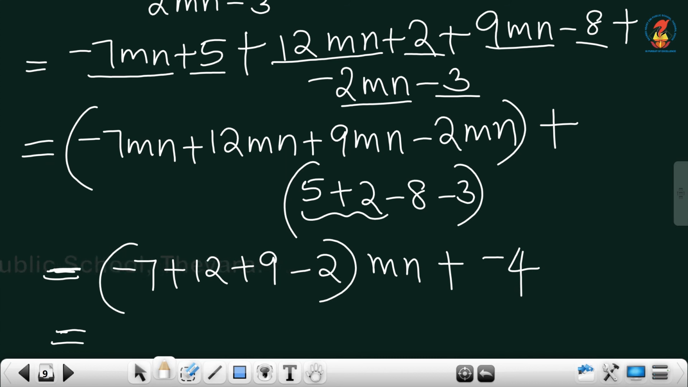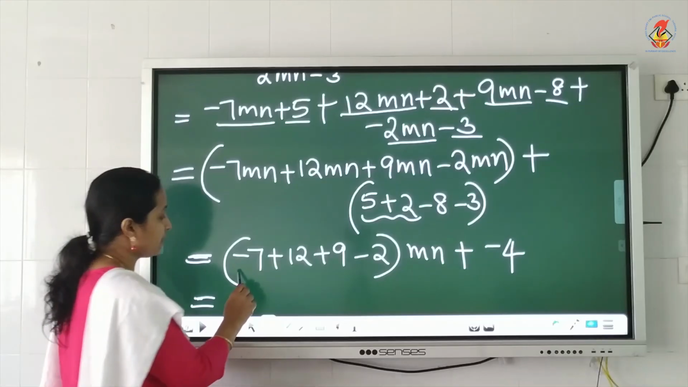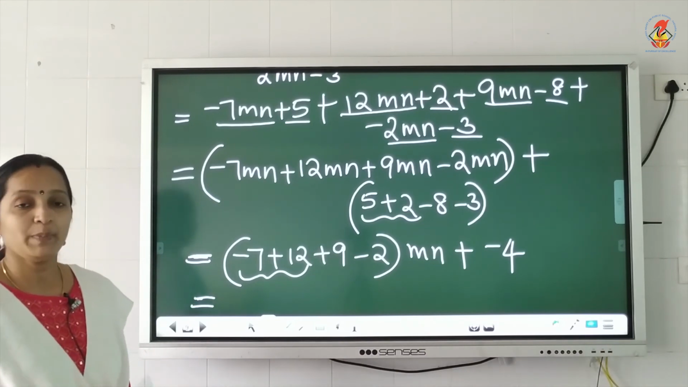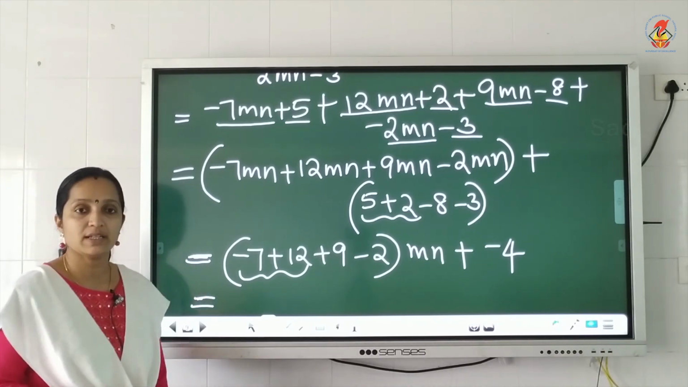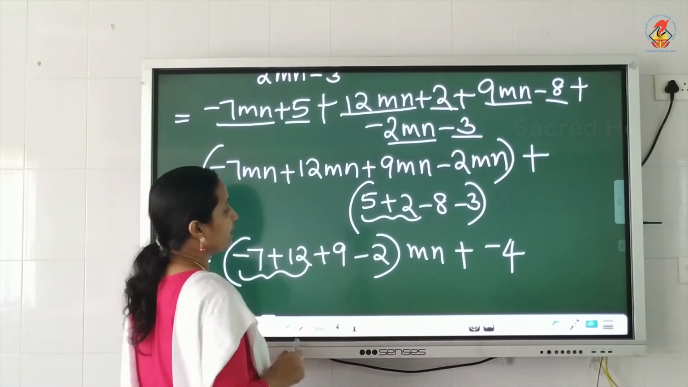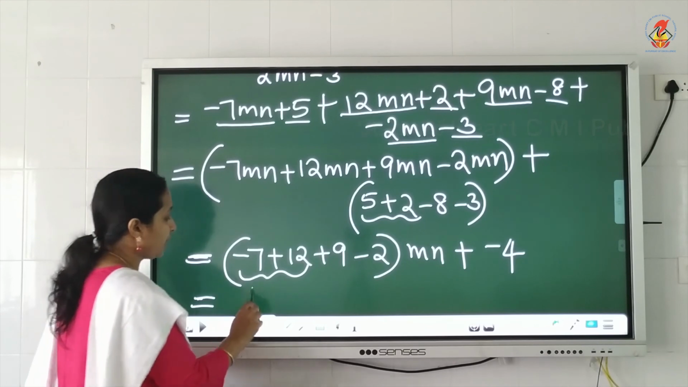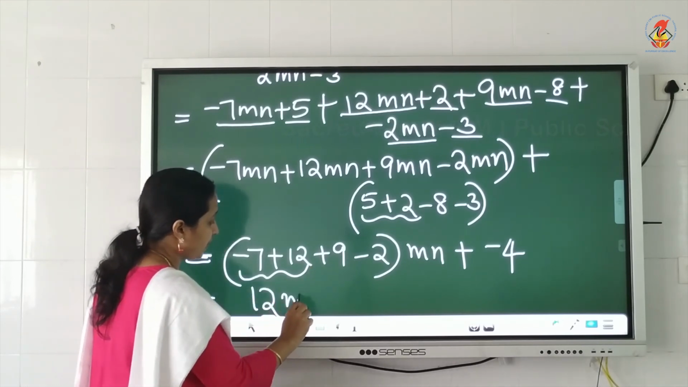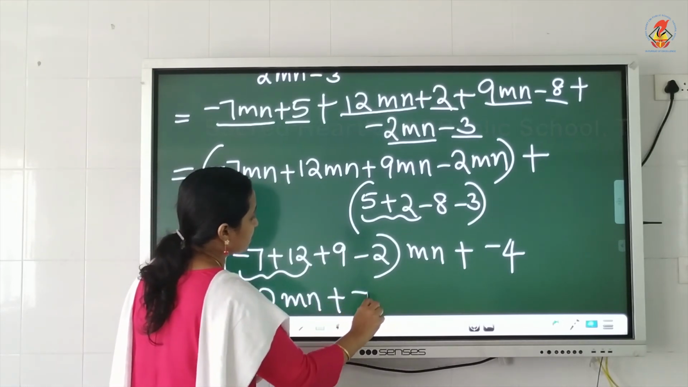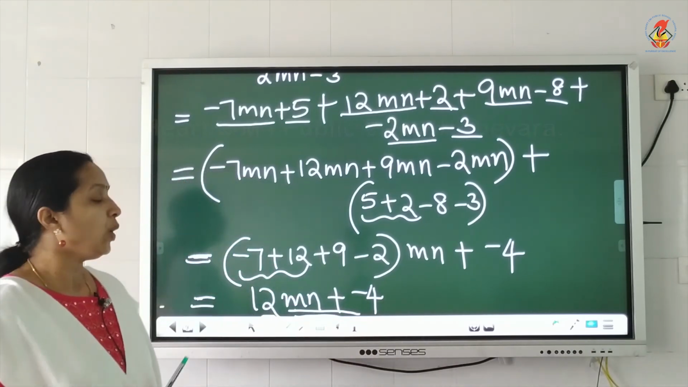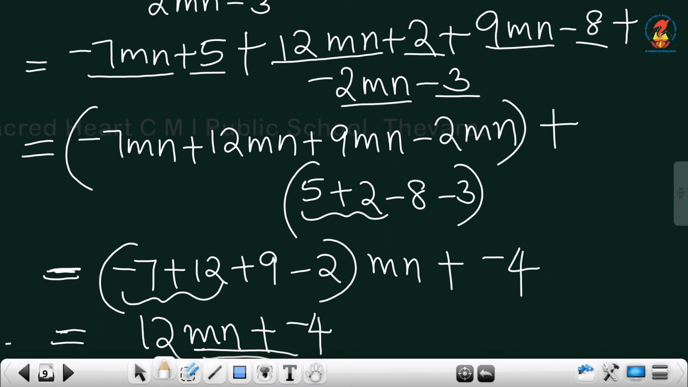Negative 7 plus 12, what is the answer? Negative 7 plus 12 is integer addition. If two numbers having different sign, what you have to do? Do the subtraction and put the sign of the bigger number. So, 12 minus 7, what is the answer? 5. 5 plus 9, what is the answer? 14. 14 minus 2, what is the answer? 12. So what is the variable here? 12mn plus negative 4. So what answer you got? 12mn plus negative 4, or you can write 12mn minus 4.